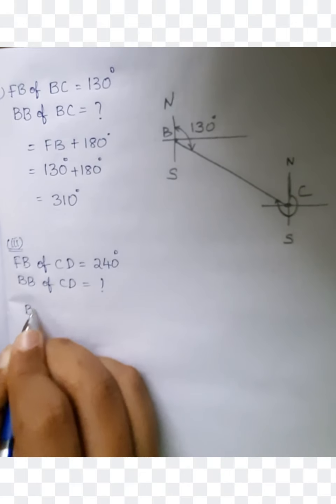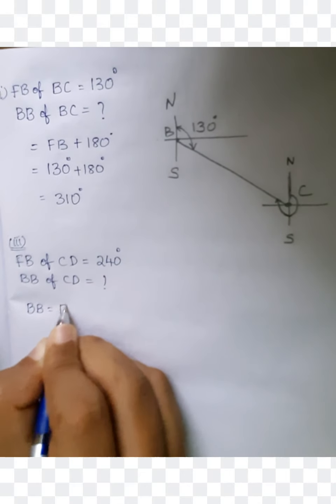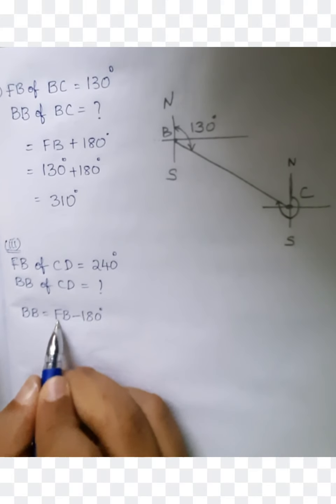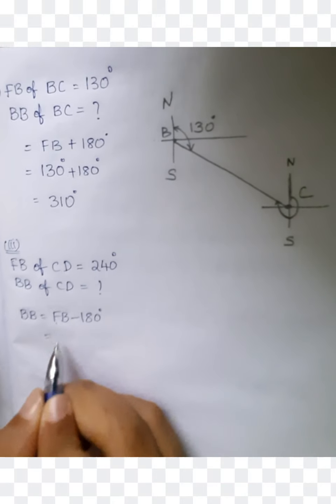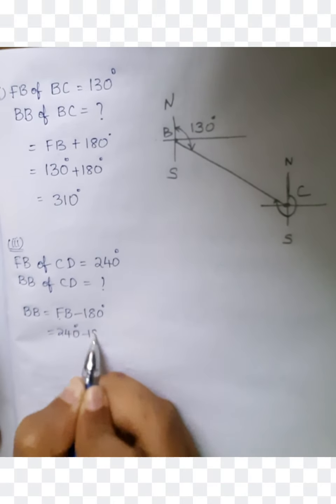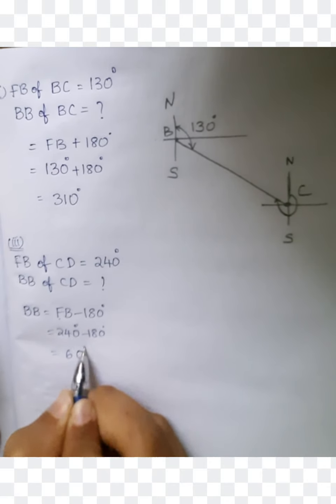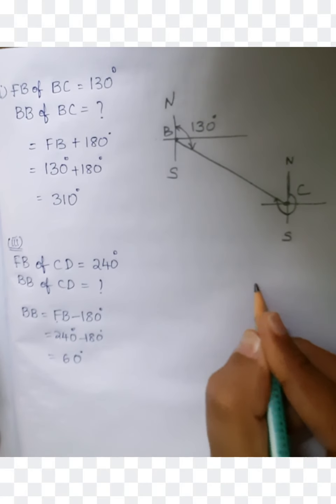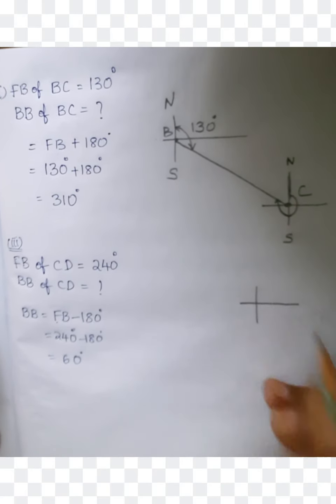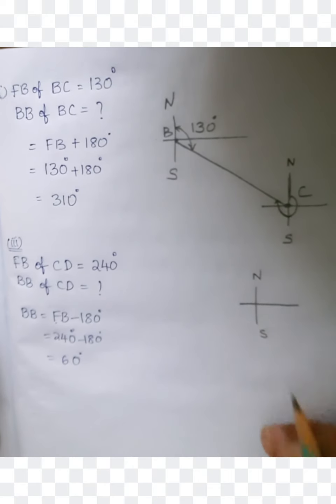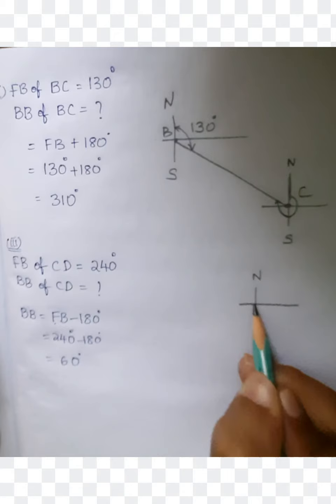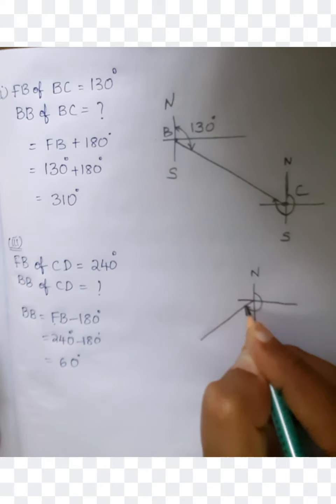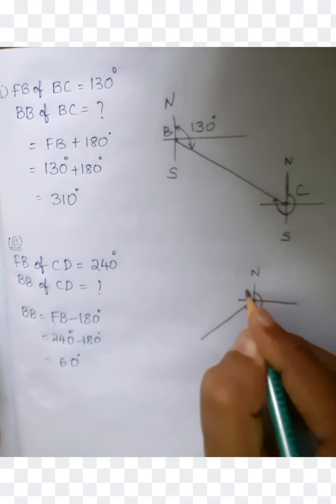For the next case, the back bearing is fore bearing minus 180 degrees, because the fore bearing is greater than 180. So this becomes 240 degrees minus 180, which comes to 60 degrees. If you consider this diagrammatically, north and south, 240 degrees will be somewhere here. So this is the fore bearing of CD.